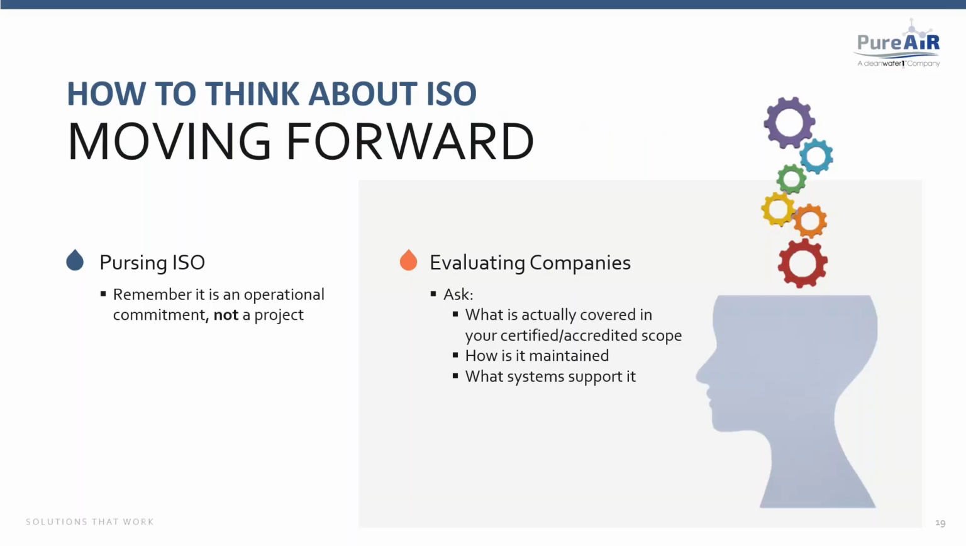How it is maintained is a big one with ISO, and then what systems support it. You can run an ISO system through pen and paper, and while it's doable, it's a lot more effective when improvements are constantly made for the customer. When the company is always looking at technology, how can they improve the support of ISO, and in turn the support of the company as a whole.